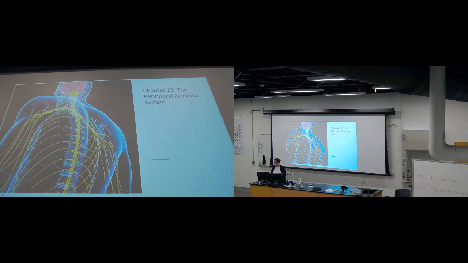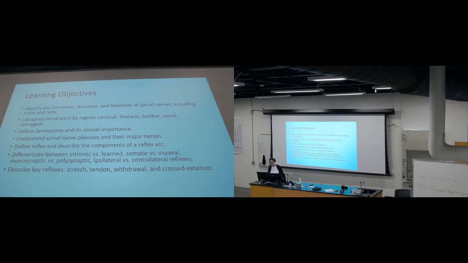Okay, so chapter 13, it's about the PNS, peripheral nervous system. Some learning objectives for this chapter are to be able to identify the formation, structure, and branches of the spinal nerves, including roots and rami. We're going to list the spinal nerves by region.